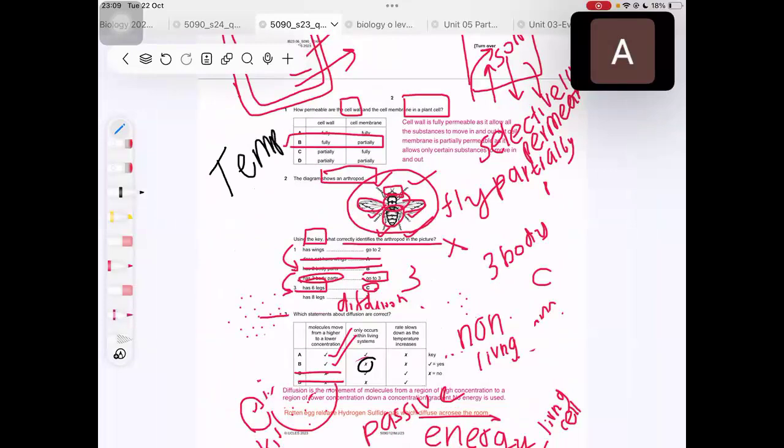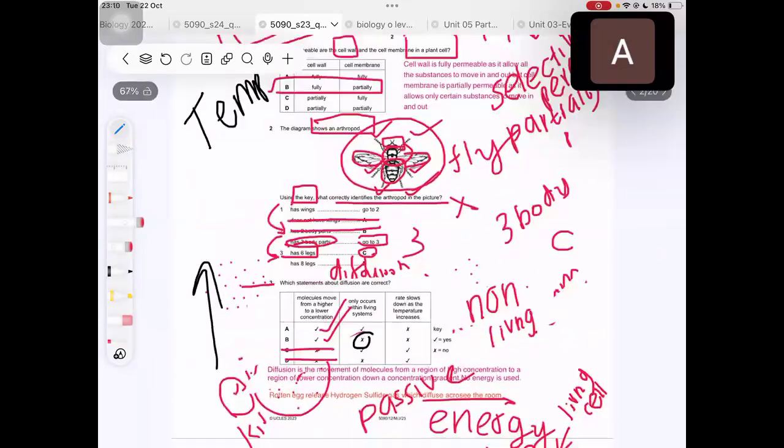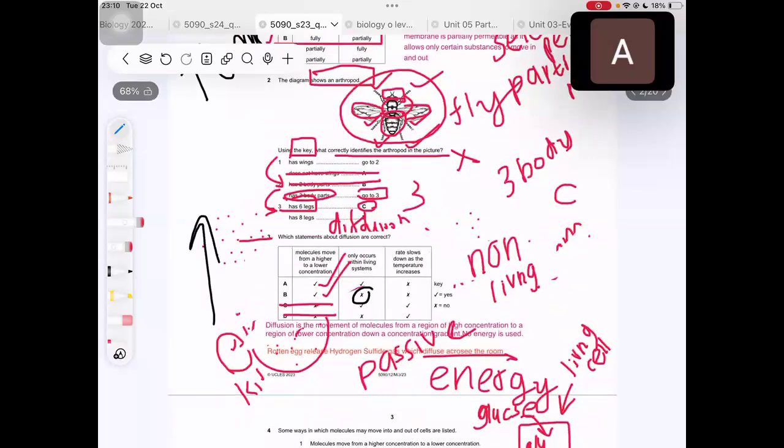When the temperature of a system is really high, the molecules have high kinetic energy. High kinetic energy means molecules tend to move fast. That's why we say it has high kinetic energy. When the molecules start to move fast, diffusion takes place at a greater rate, at a faster rate.